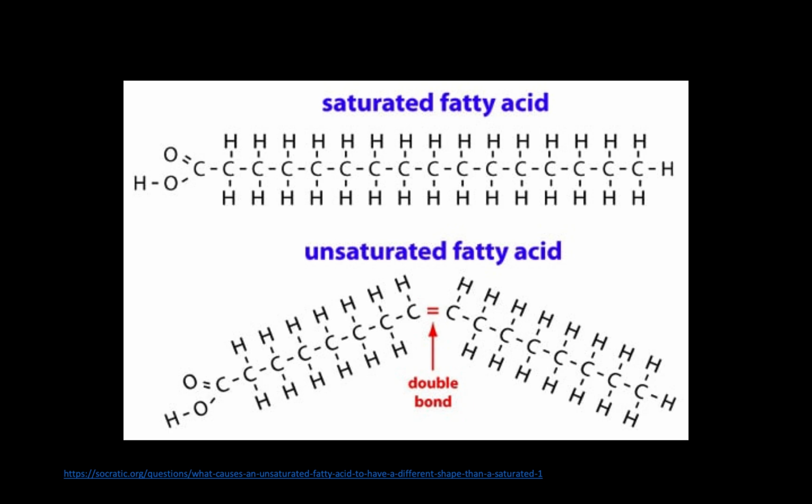So if you think of something like olive oil, this bend in the molecule prevents the fat from becoming solid at room temperature. So olive oil, if you put it in the fridge, it will solidify, but at room temperature, it's a liquid. That little kink in the molecule is why some fats are solid at room temperature and some are not. So like butter, for example, solid at room temperature, it is saturated.